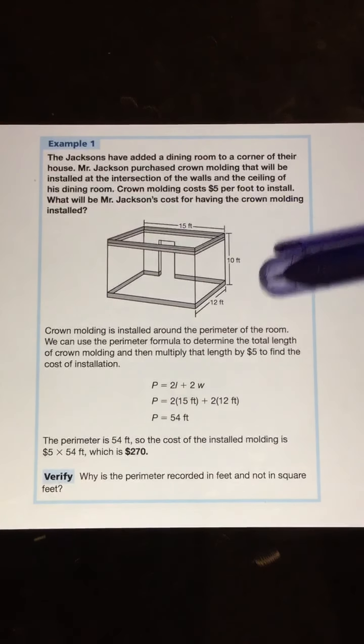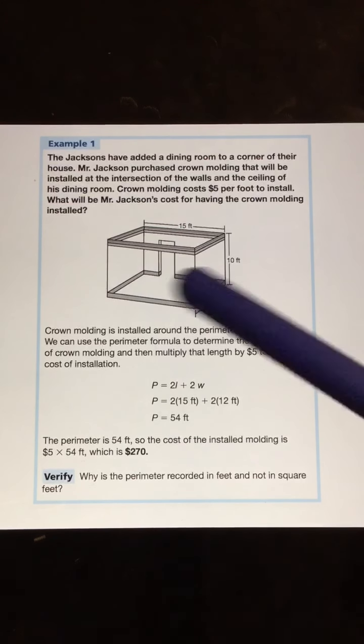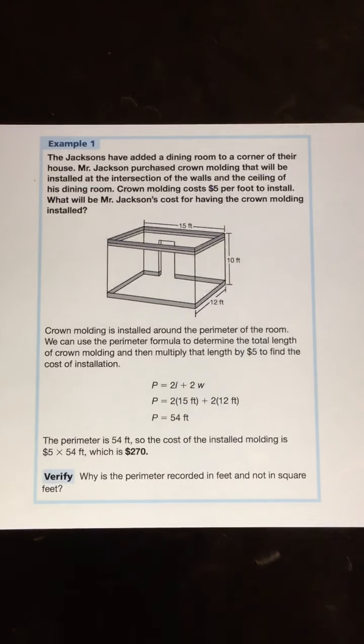All right, you can see a little picture of the Jacksons' dining room. They have added a dining room to a corner of their house. Mr. Jackson purchased crown molding that will be installed at the intersection of the walls and the ceiling in his dining room. So as you can see, crown molding will go on down here and at the top. So crown molding costs $5 per foot to install. What will Mr. Jackson's cost for having the crown molding installed be?